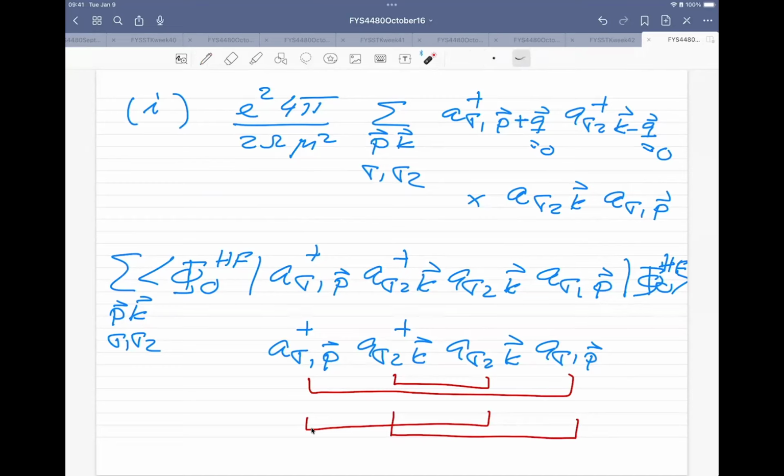That means that for the first term, this one, that gives us a simple Kronecker delta. So we just get the Kronecker deltas for sigma 1 with sigma 1. But then I will have a double sum over P and K. And then I have a double sum over sigma 1 and sigma 2.